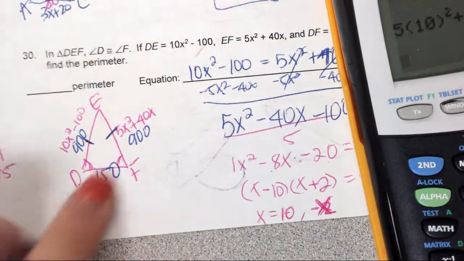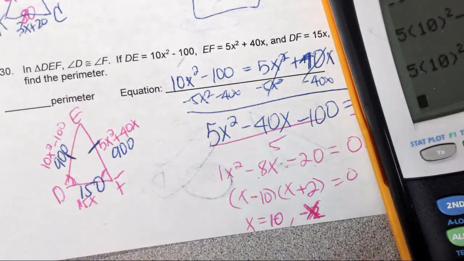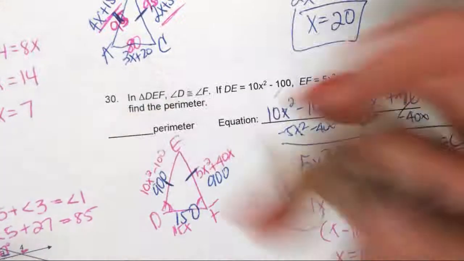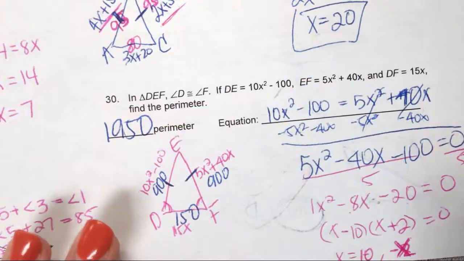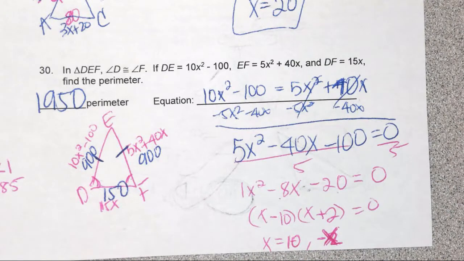Now last one, 15 times 10 would be 150. I want to know the perimeter. So 900 plus 150 gives me 1950 units. All right, good luck.